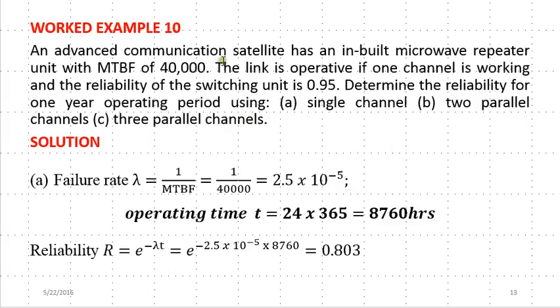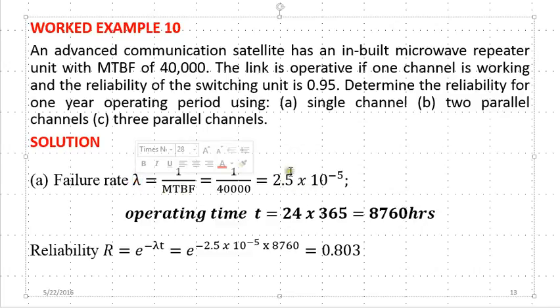So the first thing I will do, I'll take my given mean time between failure, 40,000, take its reciprocal to give me my failure rate. I get 2.5 times 10 to the power minus 5. And we are asked to evaluate the operating period of what? 1 year. That is 24 hours times 365 days. That gives me 8,760 hours. Now, my basic reliability should be R equals exponential minus lambda t. This is my lambda, this is my t. Substituting, I got 0.803. That's the basic reliability for the unit.